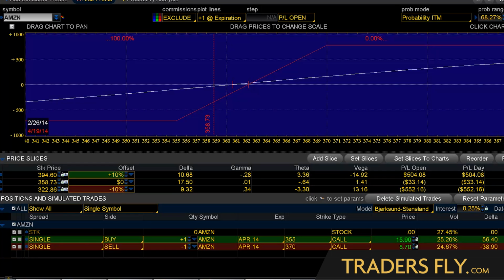You can see that I have a single here that I'm buying at 355 as the strike price, and then I'm selling a single at 370, which is $8.70. So it's selling at $870, and this one I'm buying at $1,590. So now my max loss is $720 at expiration, and my max profit is capped at $780.